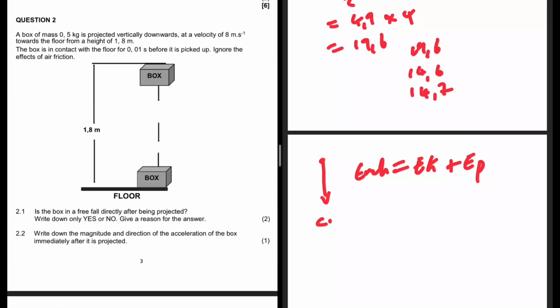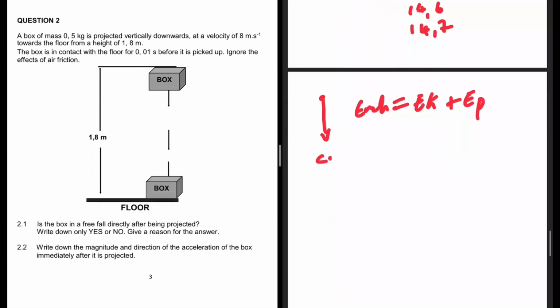Okay, let's take a look at question 2. A box of mass 0.5 kg is projected vertically downwards at a velocity of 8 meters per second towards the floor from a height of 1.8 meters. The box is in contact with the floor for 0.01 seconds before it is picked up. Ignore the effects of air friction.